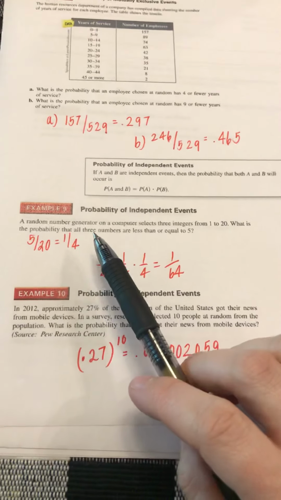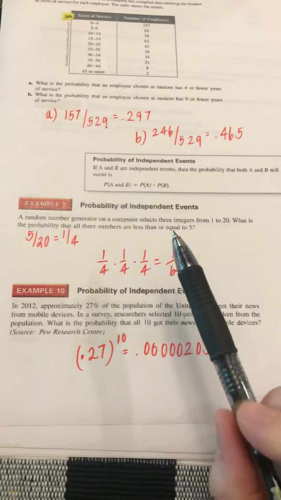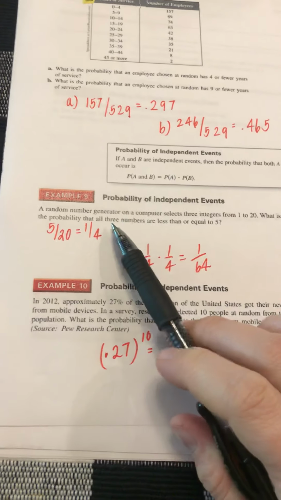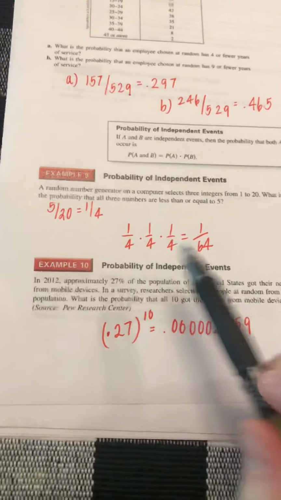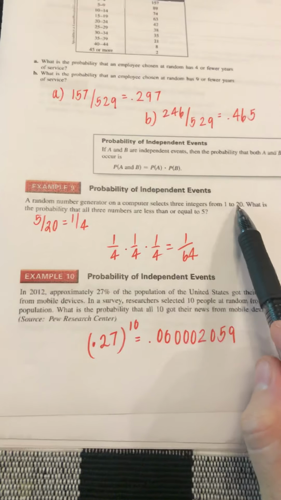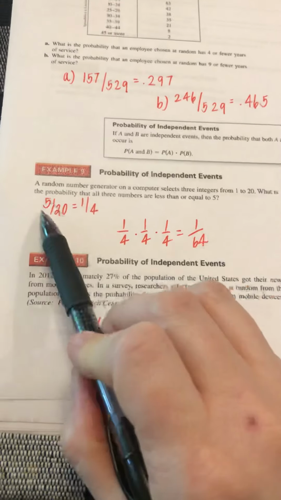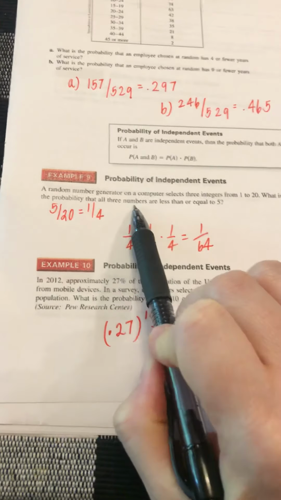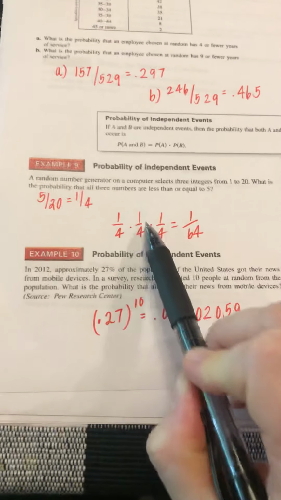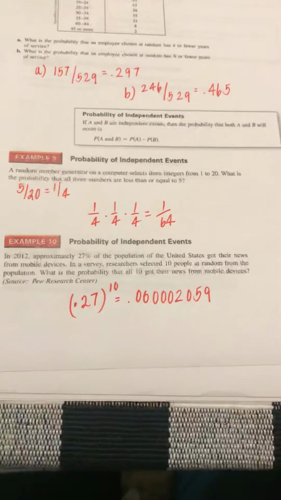A random number generator on a computer selects 3 integers from 1 to 20. What is the probability that all 3 are less than or equal to 5? So how many numbers are less than 5 all the way to 20? 5 out of 20, which is a 4th. You want 3 numbers to be that, so I have to do 1/4 3 times, which is 1 over 64.